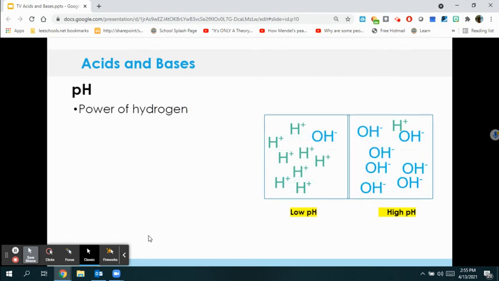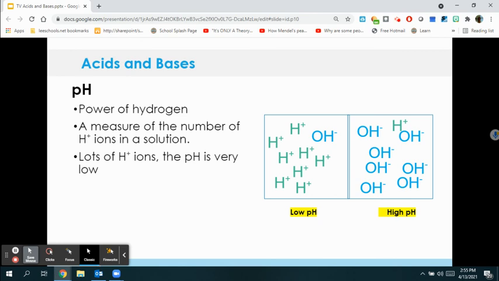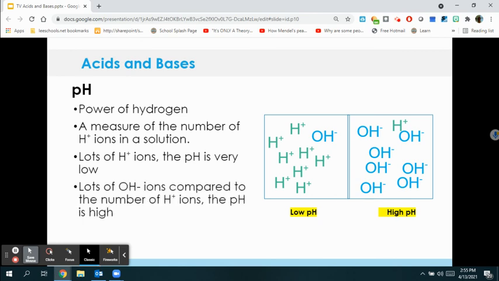pH is the power of hydrogen. It's the measure of the number of hydrogen ions in a solution. If we have a lot of hydrogen ions, the pH is very low. If there's a lot of hydroxide, OH ions, compared to the number of hydrogen ions, then the pH is high. So these ones would have low pH because there's a lot of H pluses here. This one has a high pH because it has a lot of OHs. Remember, if the pH is low, it's an acid. If the pH is high, it's a base.